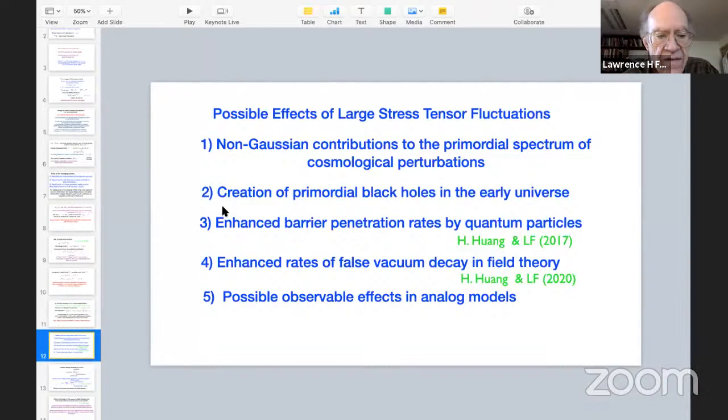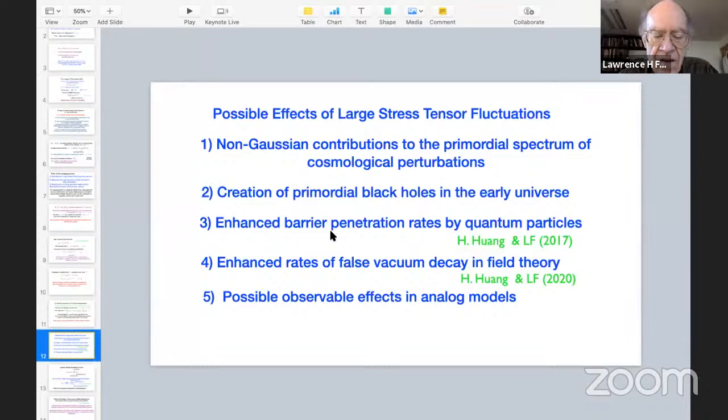Now, I'll talk here briefly about a couple of other effects that can come from the large stress tensor or quadratic operator fluctuations. One which was discussed in a paper a few years ago with Haiyun Huang is on barrier penetration by quantum particles. Because as you know, if you have a quantum particle, a charged particle, in quantum mechanics, we can calculate its rate to go through a quantum barrier, such as using the WKB approximation. And that's usually exponentially suppressed. If the particle has an energy well below the barrier, its tunneling rate is exponentially small.